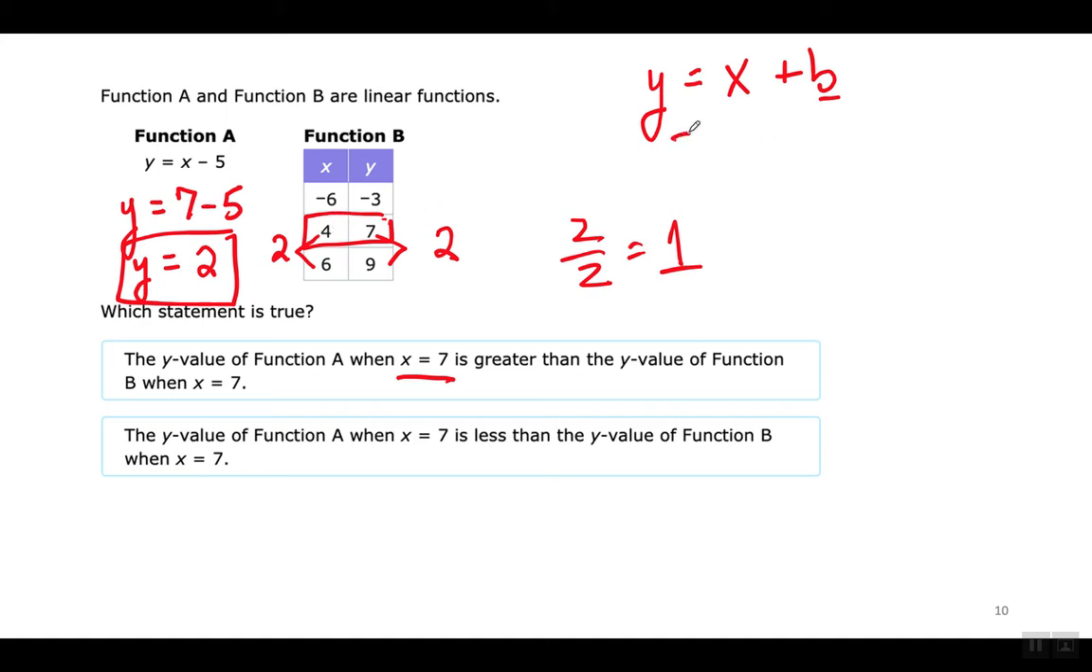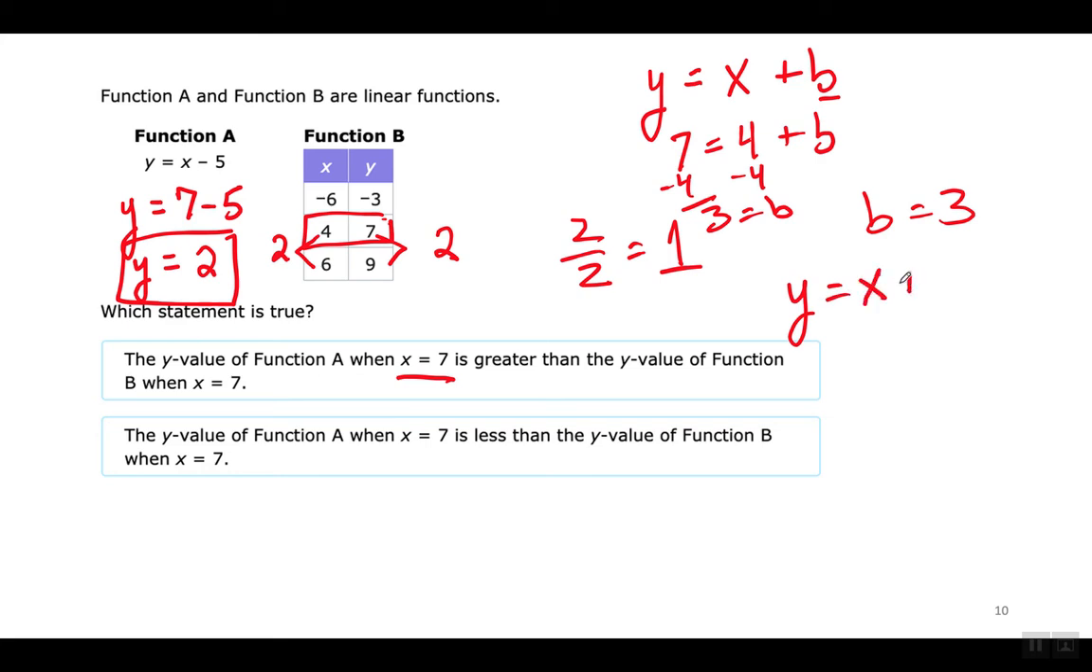So 7 goes here, 4 goes here, and when I solve for b, I'm going to get 3. So b equals 3. So my equation is y equals x plus 3 for function b.